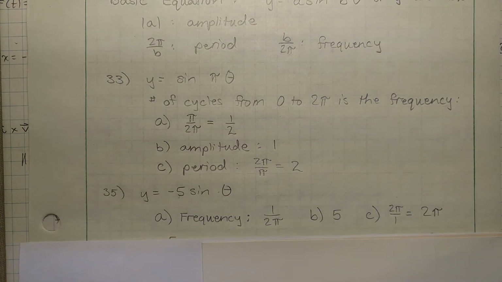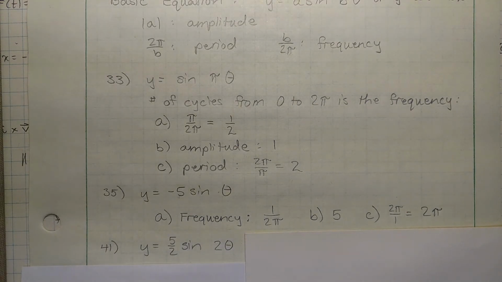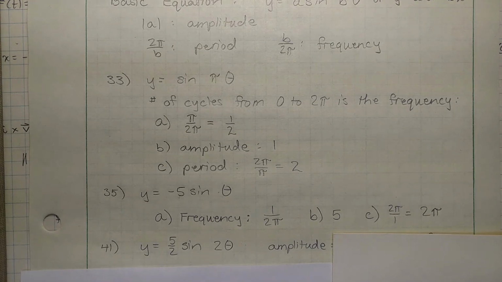All right, next one, number 41. 41 is asking us to do something different. We're given this equation, y equals 5/2 sine of 2 theta, and it wants us to find the period and the amplitude and then sketch it. So first, let's find the period and the amplitude. That's pretty easy. If I want to do the amplitude first, it's usually the easiest to do. I just want the absolute value of 5/2. That's just 5/2. Very simple.